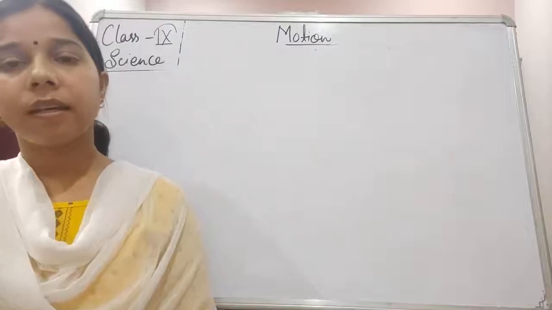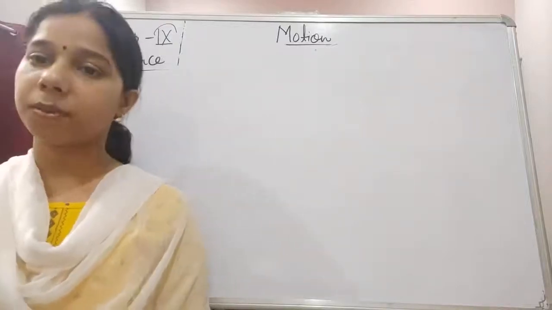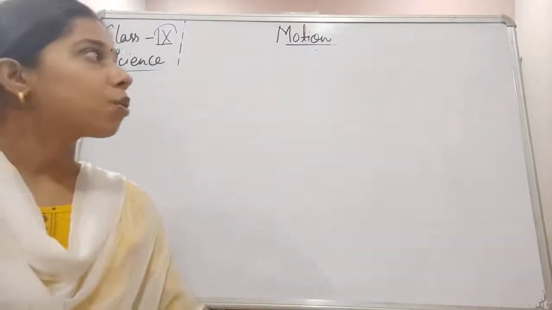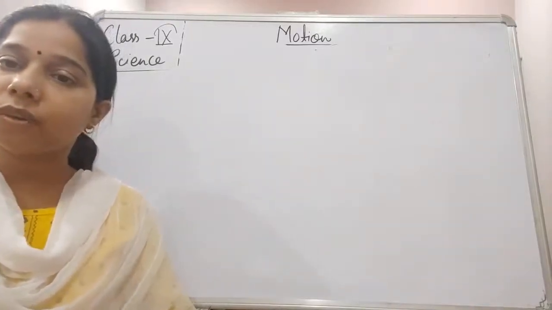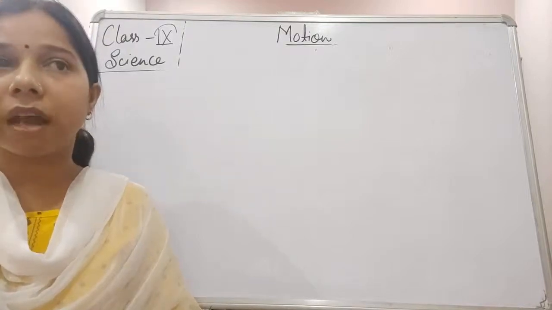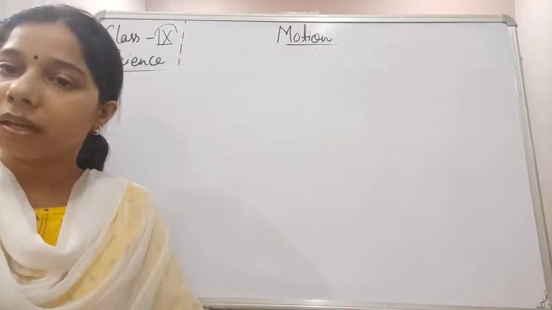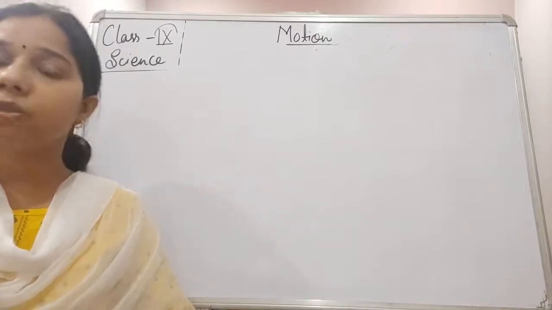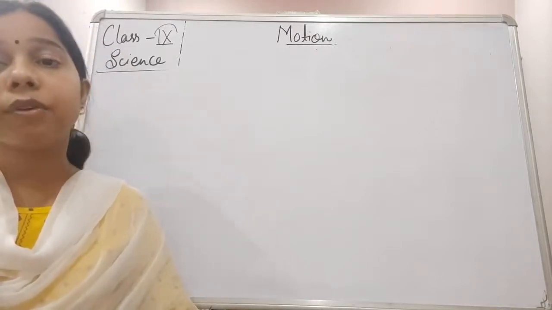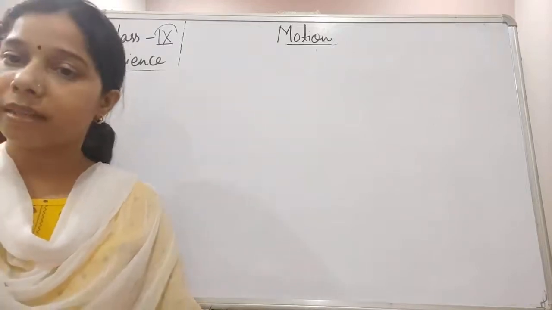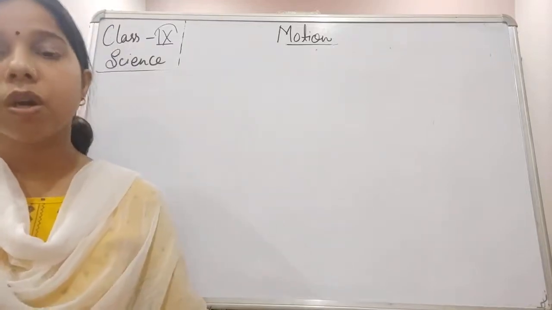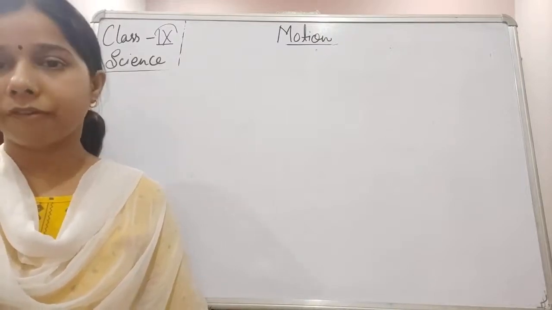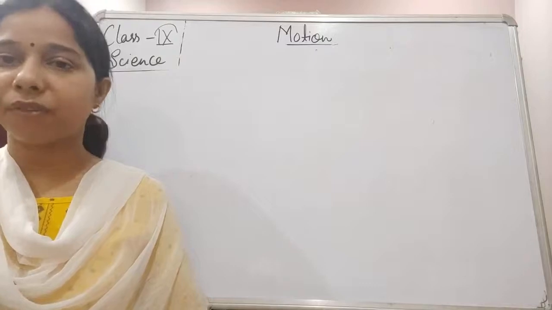So students, in the previous class in this chapter, that is motion, we had already discussed the graphical representation of the equations of motion. The first is v is equal to u plus at. The second one was s is equal to ut plus half at square. Both of these we have seen with the help of the graph only.